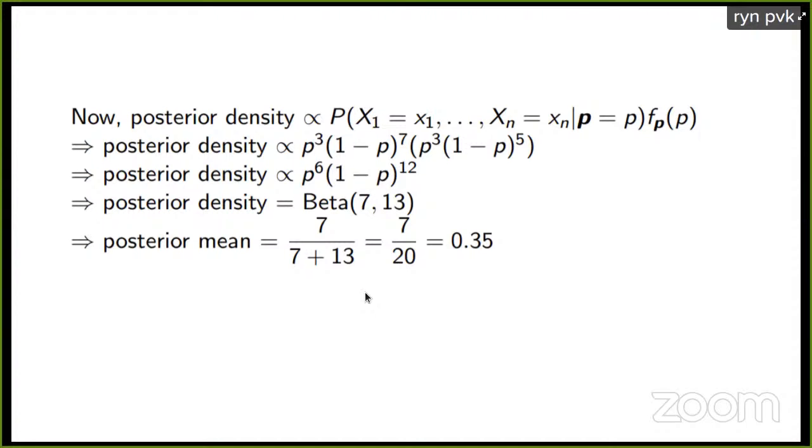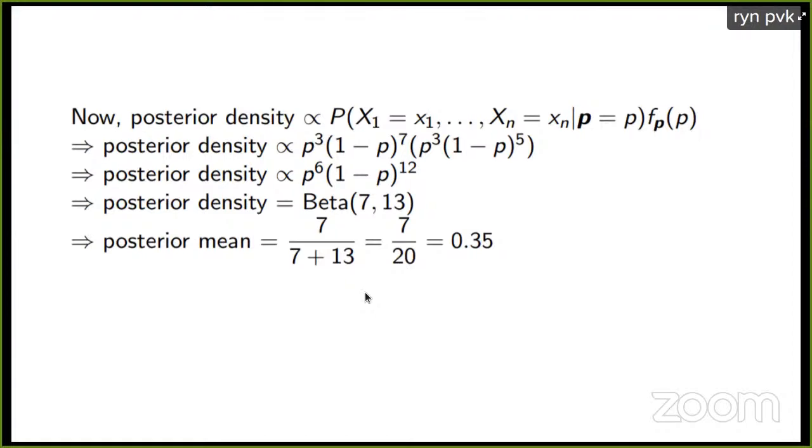This looks like a beta distribution, right? With parameter alpha minus 1 equal to 6, so alpha is 7, and beta minus 1 equal to 12, so beta is 13. The posterior density will have a beta distribution with parameters 7 and 13. The posterior mean is alpha upon alpha plus beta, which is 7 by 7 plus 13, so 7 by 20, which is equal to 0.35. And I think most of the people have given the correct answer.